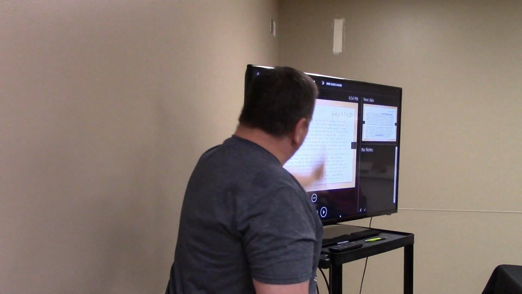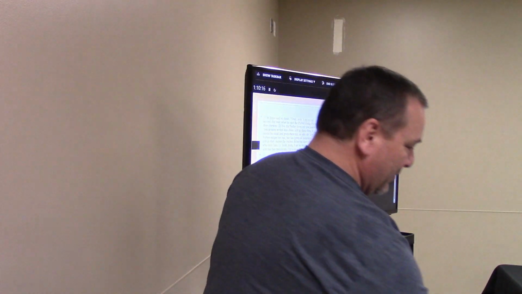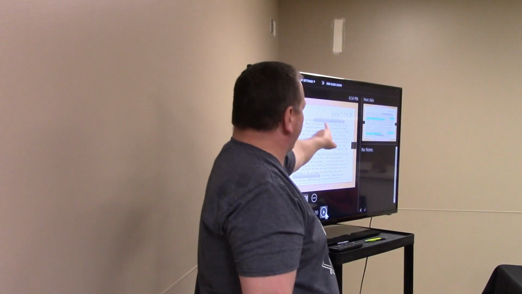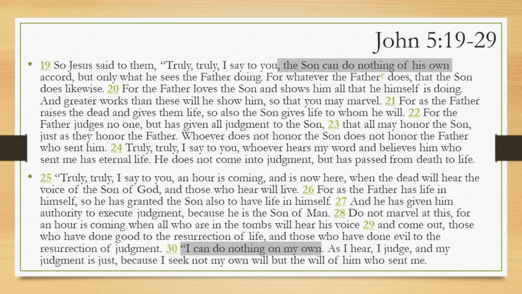So here's the passage. What's the first Atbash pattern? I can do nothing on my own. The Son can do nothing on his own. I can do nothing on my own. Very good. Is there another one?